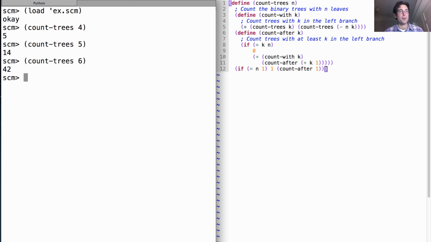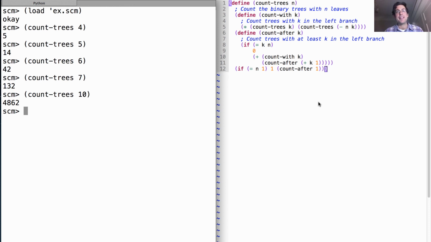And this number grows quite quickly. So if you look at all the trees with 7 leaves, that's a fairly large number. 10 leaves starts to take a little bit to compute. Now, why is it taking so long to compute something so simple? 2 reasons. This is tree recursion, and therefore has exponential growth.